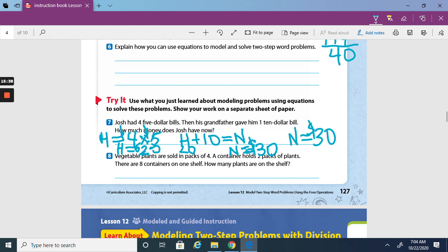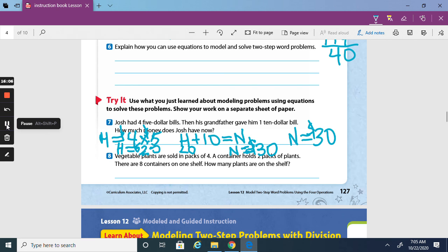All right, let's look at number 8. Vegetable plants are sold in packs of 4. A container holds 2 packs of plants. There are 8 containers on one shelf. How many plants are on the shelf? Pause the video here and go ahead and write out your problem. Remember to try to use some letters as your unknowns.